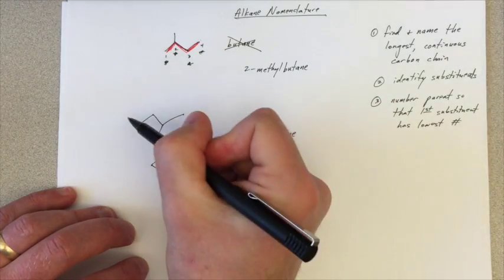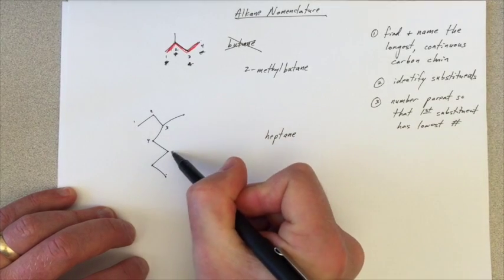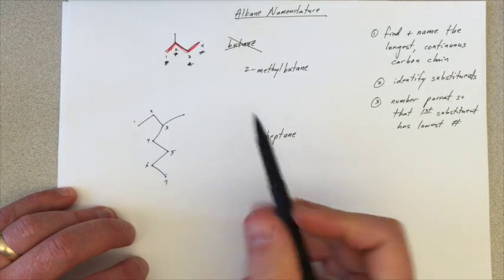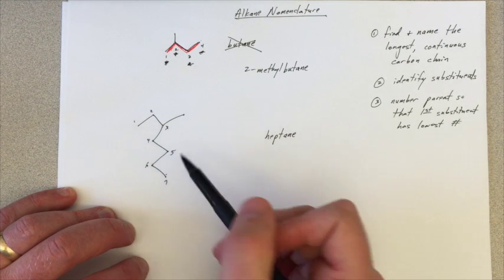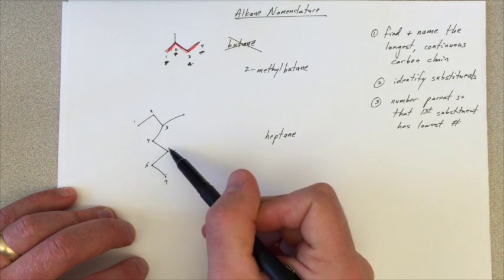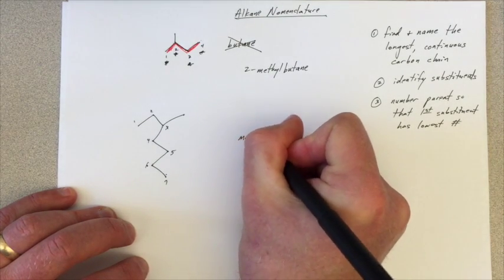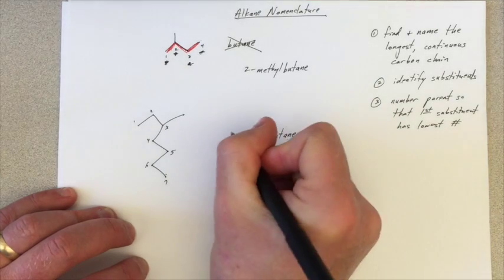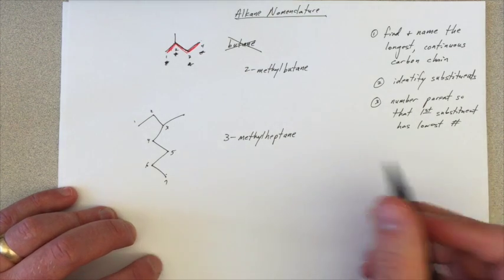And I'm going to number it 1, 2, 3, 4, 5, 6, 7, because I would rather this methyl group be in the 3rd position than in the 5th position. So this is a methyl heptane, and it's a 3-methyl heptane. Okay, now let's change this up a bit.